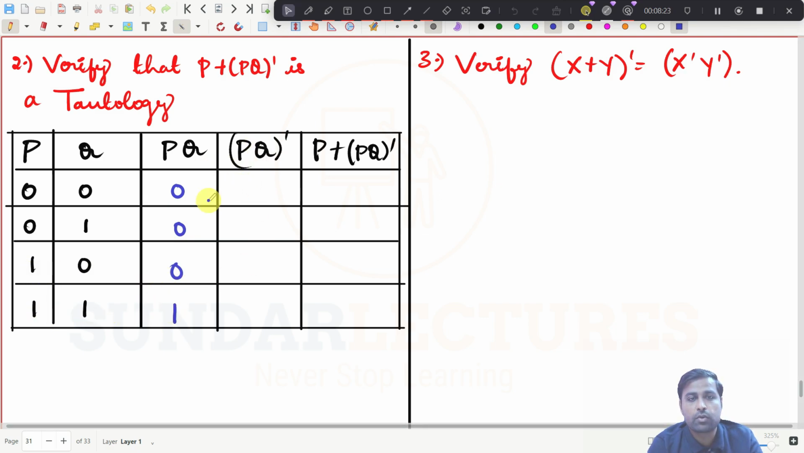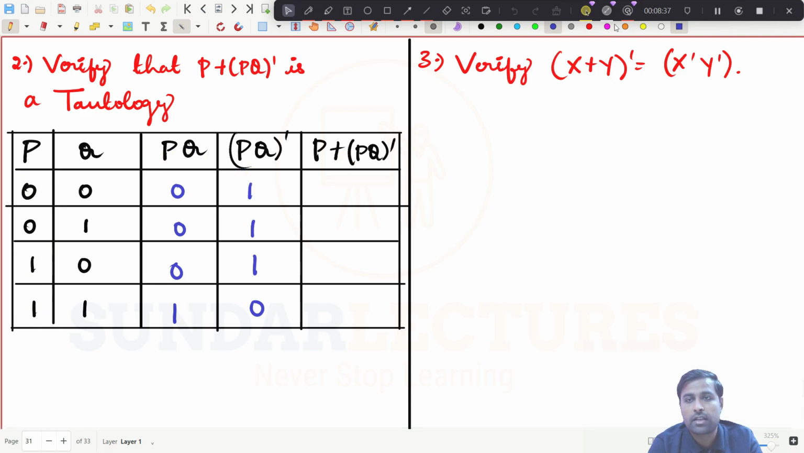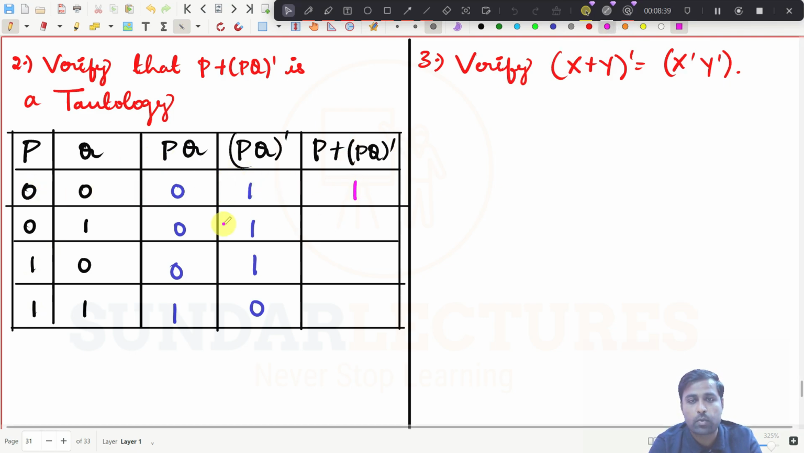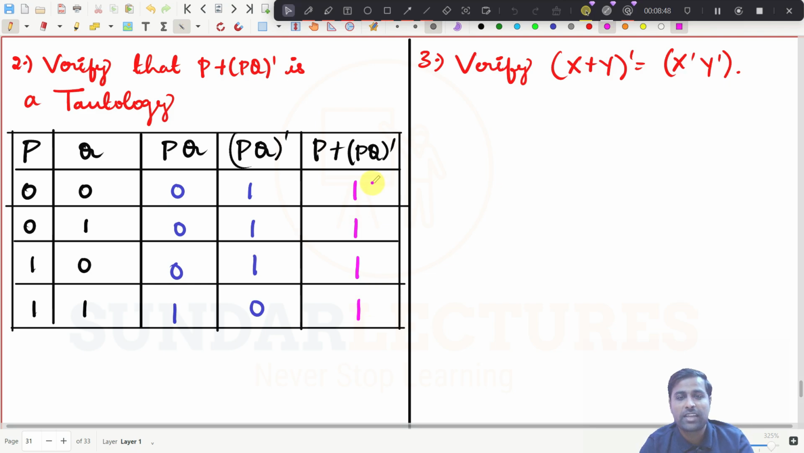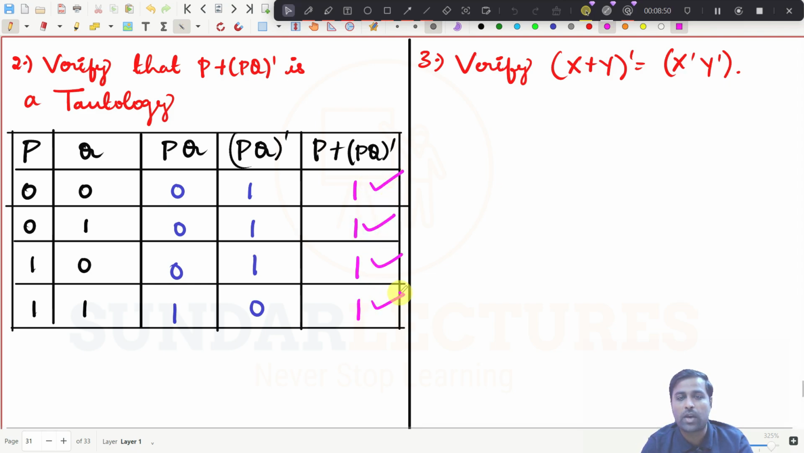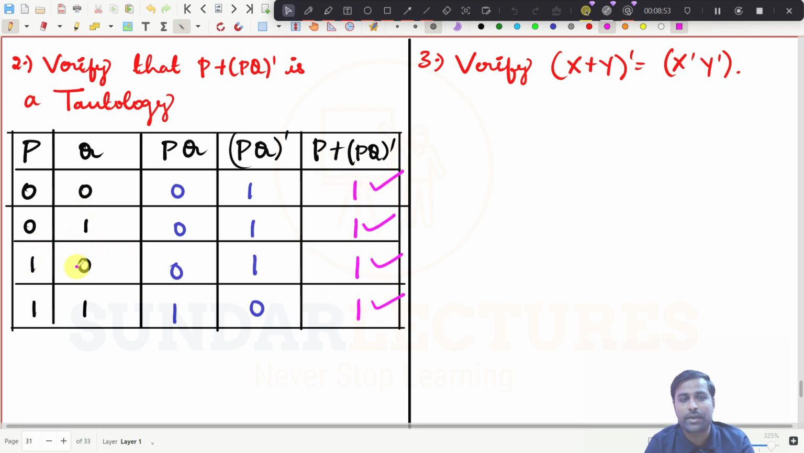So for p dot q the whole bar, you need to complement this one, so it will be 1 1 1 and then this becomes 0, and p plus pq bar, right? So this value has to be added with this one: 0 plus 1, 0 plus 1, 0 plus 1 you will get 1, 0 plus 1 you will get 1, 1 plus 1 you will get 1, 1 plus 0 again you will get 1. See here the answer is 1 1 1 1. Whatever the input you give, 0 0, 0 1, 1 0, 1 1, the output becomes 1. That's all. This is the tautology, and we have verified it with the truth table.